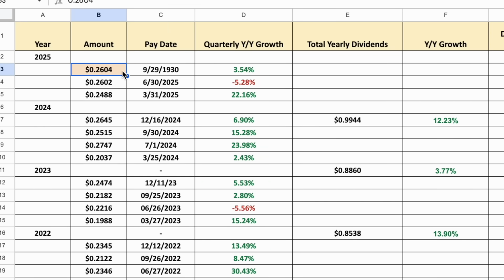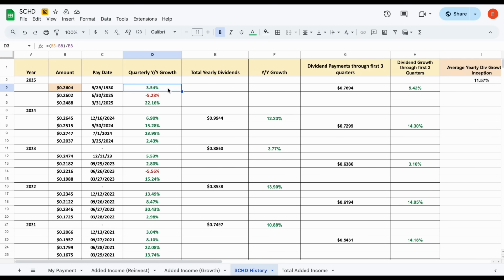So here's the Q3 2025 dividend payment. Here's the Q3 2024 dividend payment. So the quarterly year-over-year dividend growth came in at about 3.54%. Now, what we can do is analyze what these first three dividend payments look like compared to previous year's first three dividend payments. And that's exactly what I've done over here.